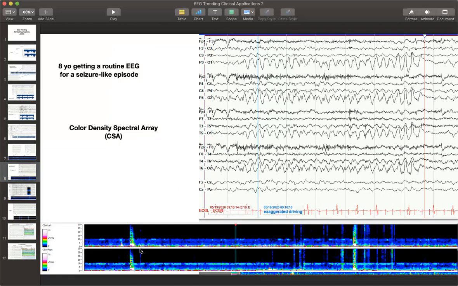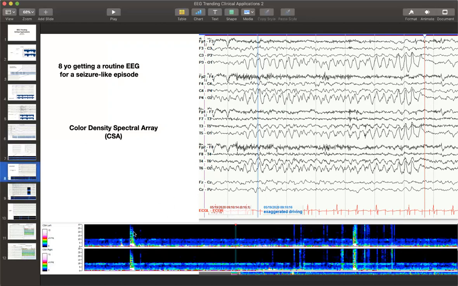And then what we see here on the CSA is an awake background. You have a fair amount of activity in the alpha range when there's eye closure, and then these big kind of flame-like bursts of activity at all frequencies. The white is showing higher power, and so you can see a lot of higher power in the lower frequencies, but there's also lots of fast activity.